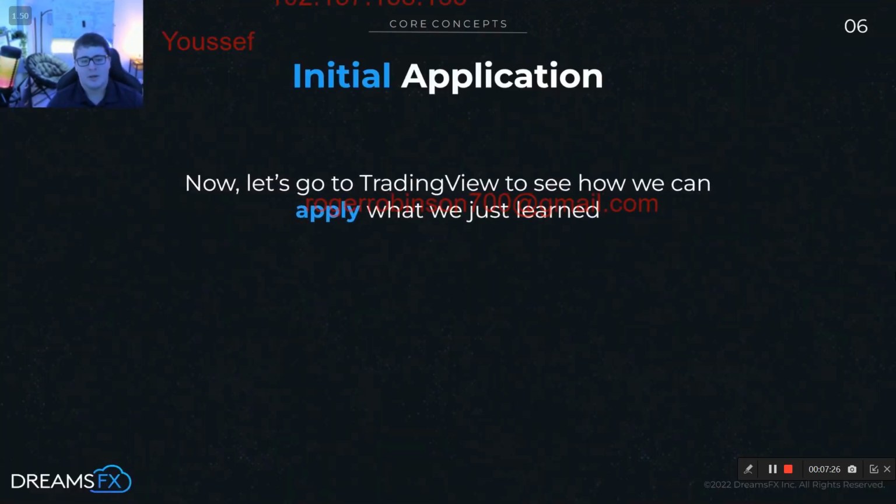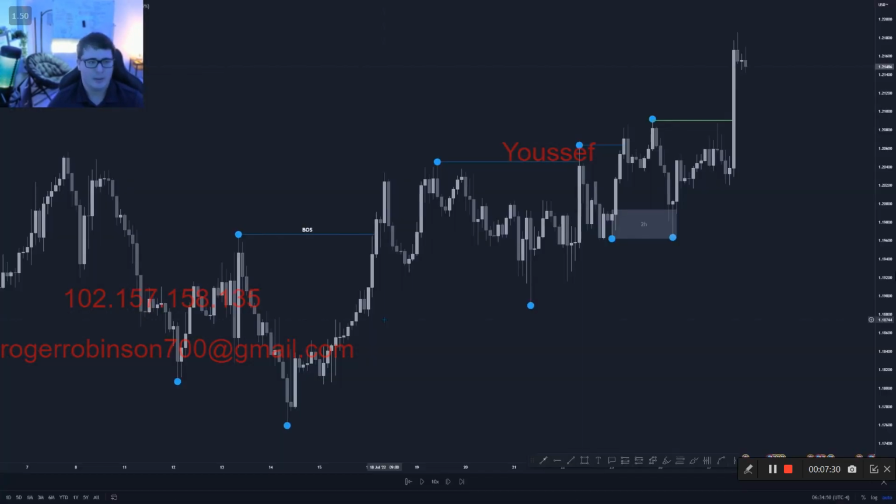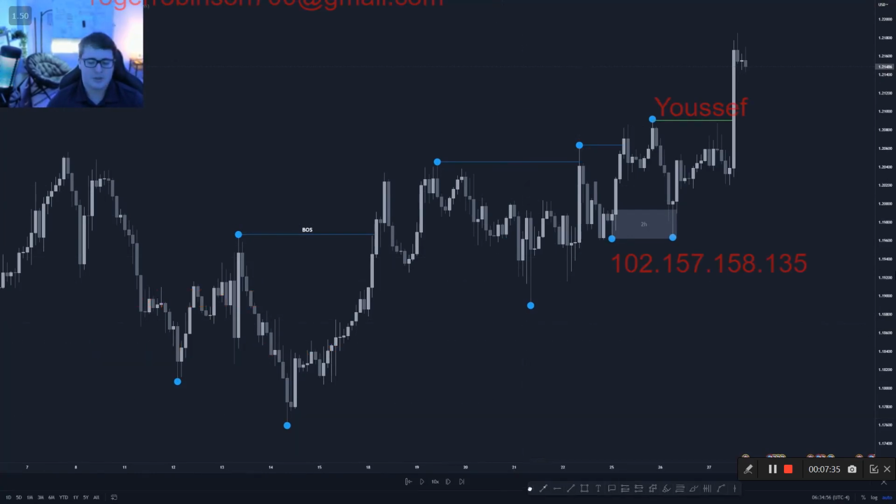Now at an initial glance, let's go to TradingView to see how we can apply what we just learned for our bullish and bearish continuations. When we're looking at TradingView, we're on G, on the 2-hour time frame, and we are now in mid-July of this year. The first thing you always need to do is identify your valid structure.